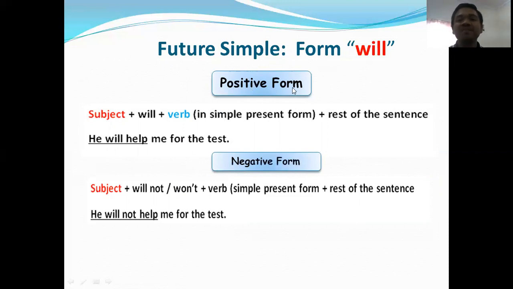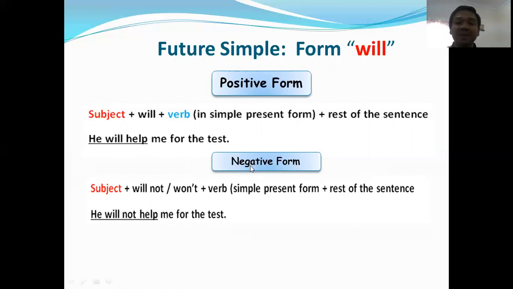So we have here the positive form and negative form in will. The positive form in will: we have the subject, will, and the verb in simple present form. Again, subject plus will plus verb in simple present form, also known as verb one, and the rest of the sentence. For example, he will help me for the test. He is the subject, and will, and then help is in simple present form or verb one, and then me for the test is the rest of the sentence. As easy as that.